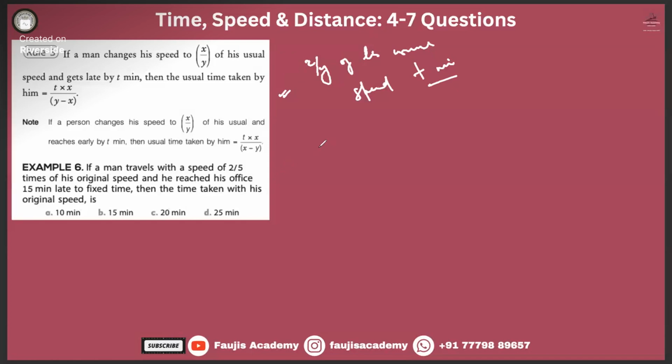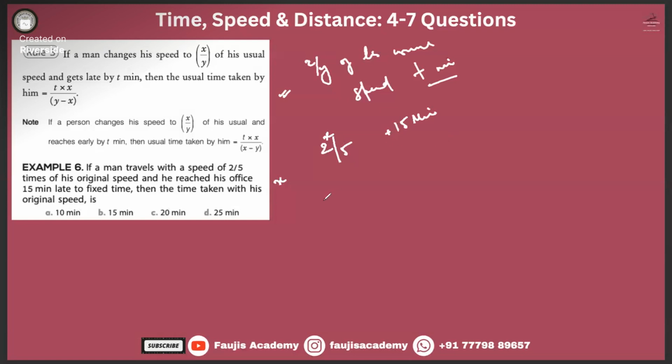If a man travels at 2 by 5 times of his original speed, his original speed was something, we don't know. Let's say something called x. Original speed was x, and now it has become 2x by 5. And he reaches the office 15 minutes late. To fix time, what is the time taken with his original speed?